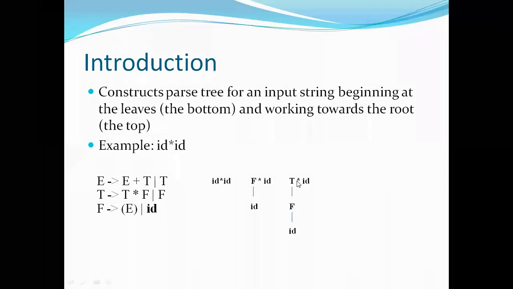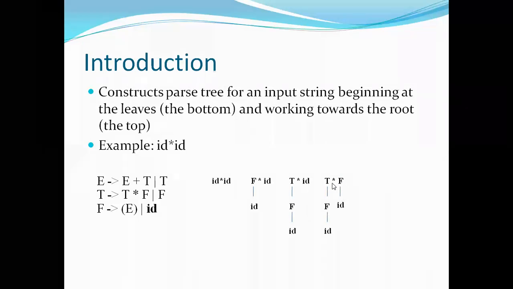Now we consider star. Star does not have any right-side production, so we consider the next substring, that is ID. This ID appears on the right-hand side, so we consider the left-side production, the left-side non-terminal F. So this ID is replaced with F.